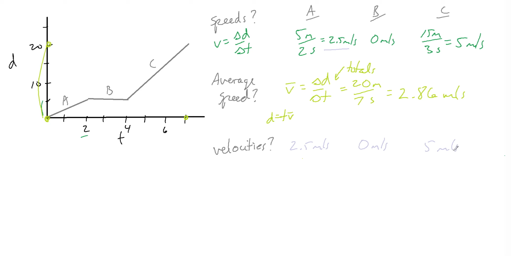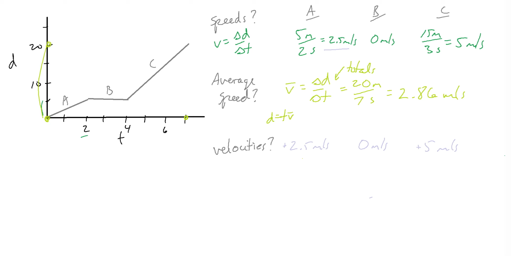Well, the direction's actually in the answer because this is a positive 2.5. We don't write the positive, but it's positive 2.5. And this is a positive 5 because they're positive slopes. We don't have to write that, but we know that actually exists within there.